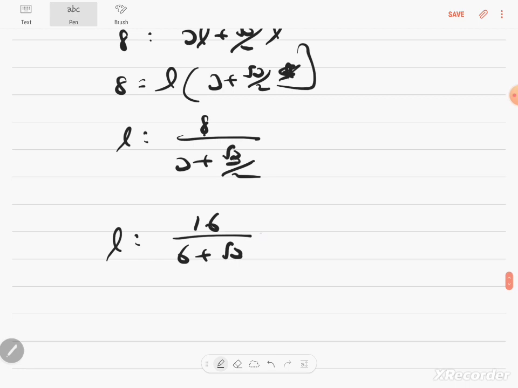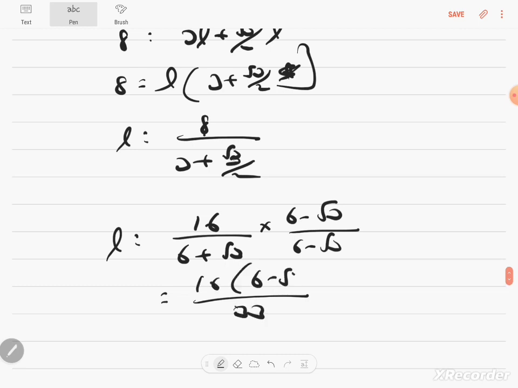This becomes 16 by 6 plus root 3. You can rationalize this: 16 into 6 minus root 3 by 6 plus root 3 into 6 minus root 3. A plus B into A minus B is A square minus B square. 36 minus 3 is 33. So it is 16 into 6 minus root 3 by 33. So something like that you will get for the value of L.